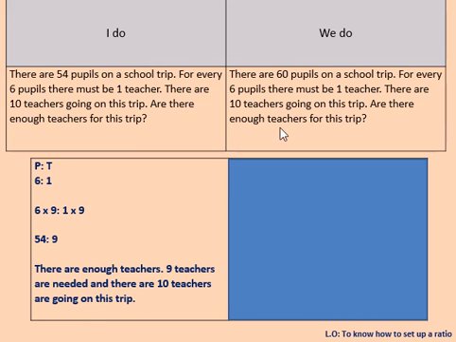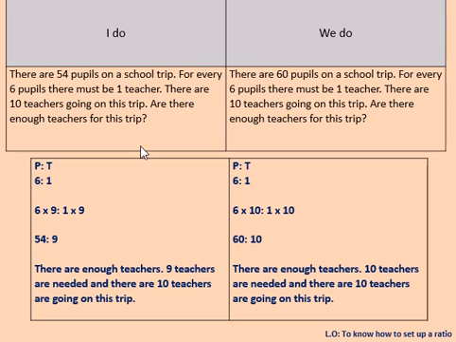Please pause the video there, work through the we do. Okay, so for the we do, it says there are 60 pupils on a school trip. For every 6 pupils, there must be 1 teacher. There are 10 teachers going on this trip. Are there enough teachers? Well, the ratio has to be 6 to 1, okay?